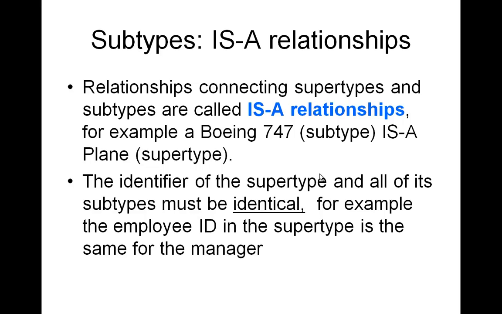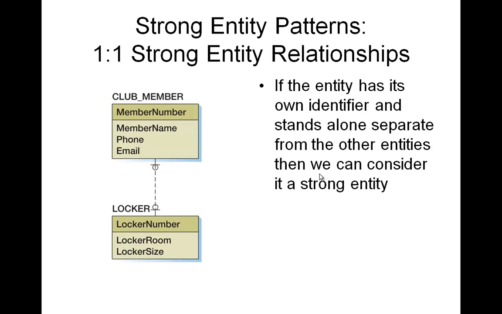As we recognized weak entities, we can recognize strong entity patterns. A one-to-one strong entity relationship, if it does not inherit from the other entities, then we can consider that as a strong entity. For example, the club and the locker. A locker can stand alone with the locker number, locker room, and locker size in any place, whether it's a club, a school, or any other place. So a locker is a strong entity that can stand alone and can be connected to any parent or any other entity.